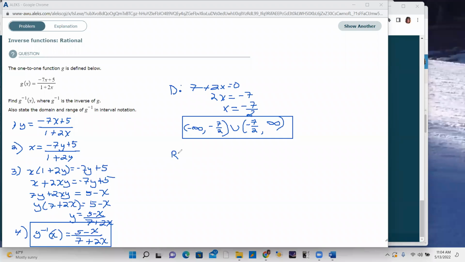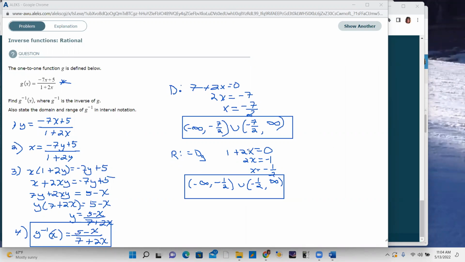And then for the range, it is the same as the domain of the original function. It equals the domain of G. So we can't have the bottom equal to zero. And again, it's all the real numbers except for that one. So you're going to write in interval notation from negative infinity to negative 1/2, and then from negative 1/2 to positive infinity. Okay. Does that make sense?